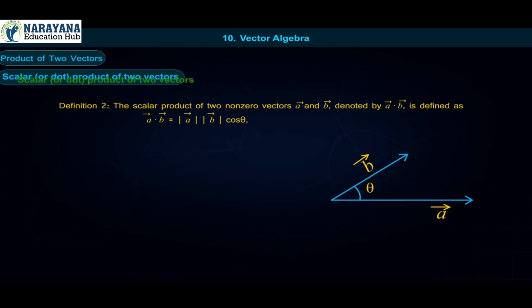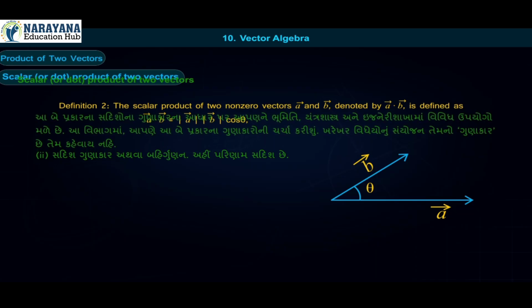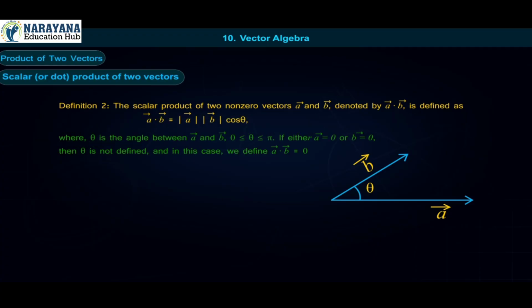Definition 2. The scalar product of two non-zero vectors, vector A and vector B, denoted by vector A · vector B, is defined as vector A · vector B = |A| |B| cos θ, where θ is the angle between vector A and vector B, 0 ≤ θ ≤ π. If either vector A = 0 or vector B = 0, then θ is not defined. And in this case, we define vector A · vector B = 0.